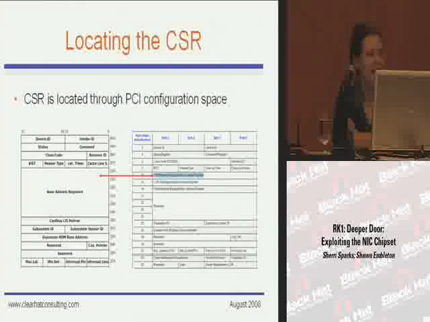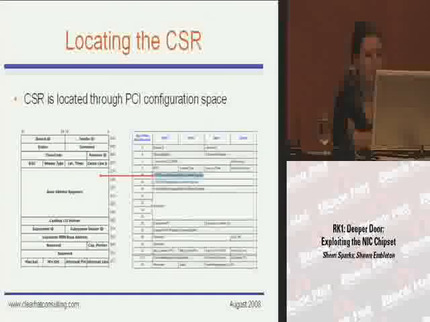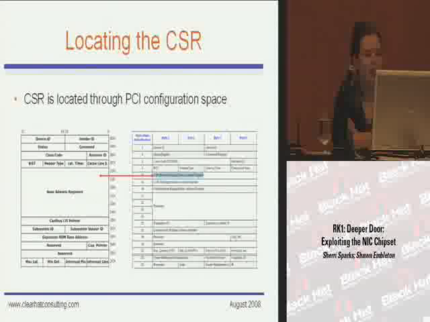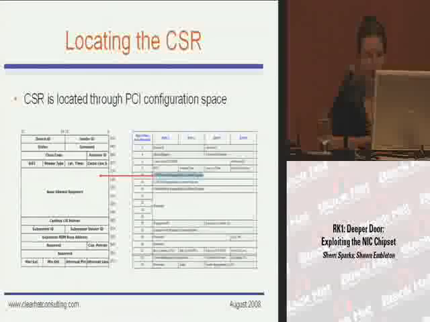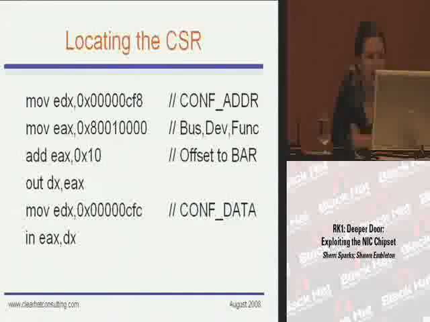That contains the physical address pointer to the control and status registers for the card. So we're going to locate the PCI configuration header, and then we're going to locate the physical address of the CSR, which is going to contain the chipset registers for the LAN controller. So here's just a little snippet of code. It's pretty straightforward to locate the CSR.